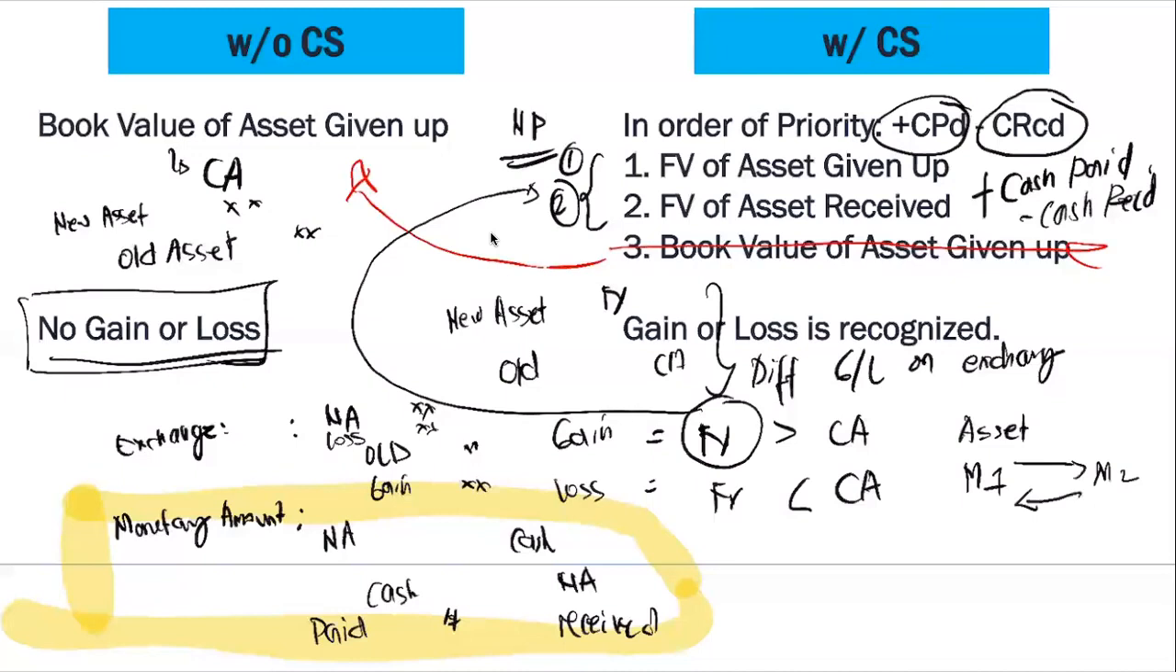So if I were you, you record first the exchange, looking into the gain or loss, comparing the fair value to the carrying amount, and you record the monetary amount, which is paid or received. So if it's paid, it is an addition to the asset. If you receive a monetary amount, it is a decrease on the asset. I hope you are clear.